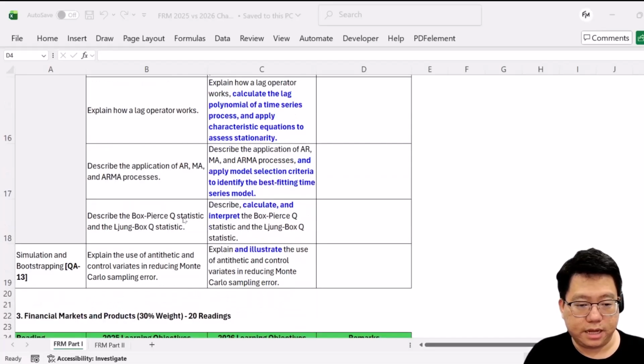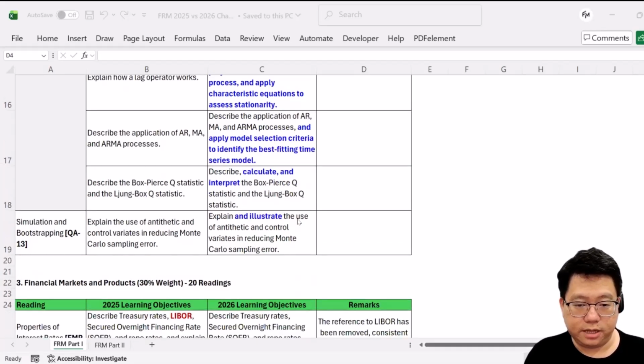And for Box-Pierce and Ljung-Box, now they have added that you need to know how to calculate and interpret the Box-Pierce Q statistic and the Ljung-Box Q statistic. Then for chapter 13, it's just a minor refinement here.